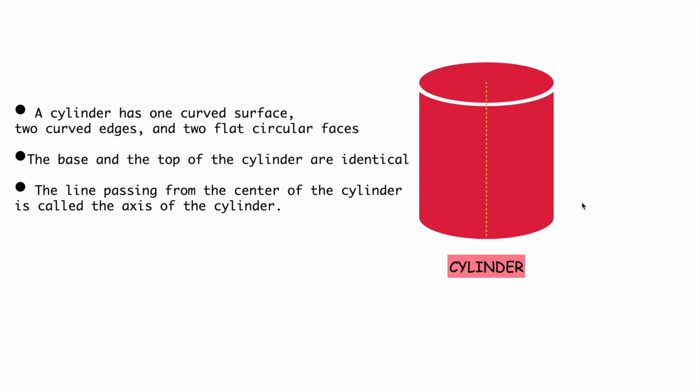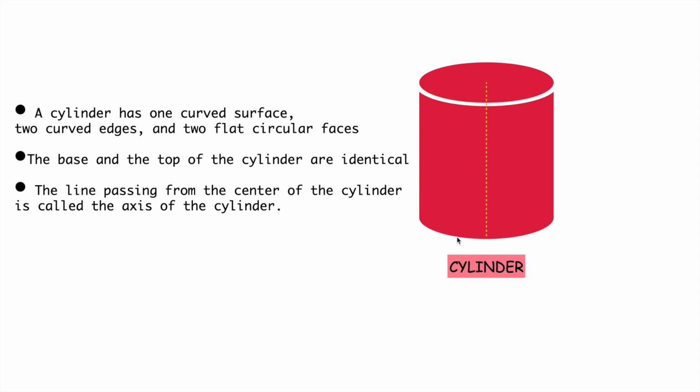Cylinder. Pretty cylinder, right? A cylinder has one curved surface. Can you see the surface here? It looks curved? Yes. So the cylinder has one curved surface, 2 curved edges. This is one edge and this is another edge. So one on the top, one on the bottom. 2 curved edges and 2 flat circular faces. Can you see this face? This is one face, the other one is at the bottom. So it has 2 circular faces.